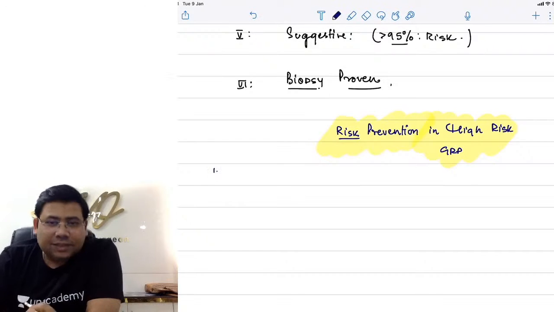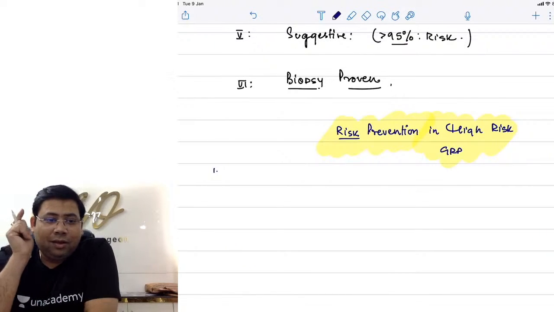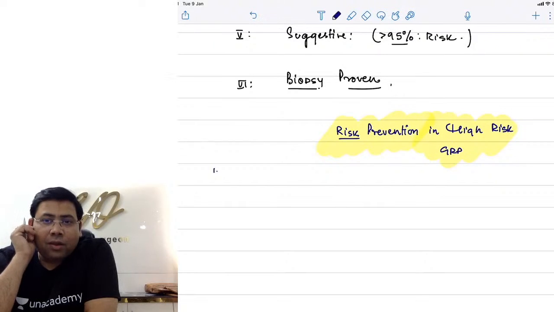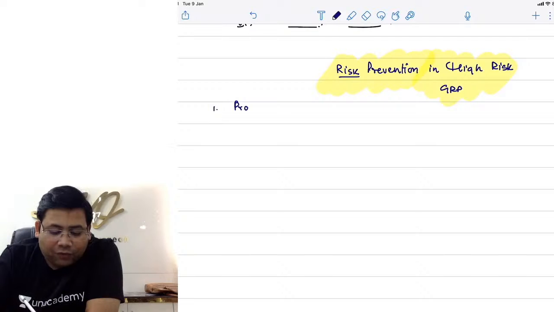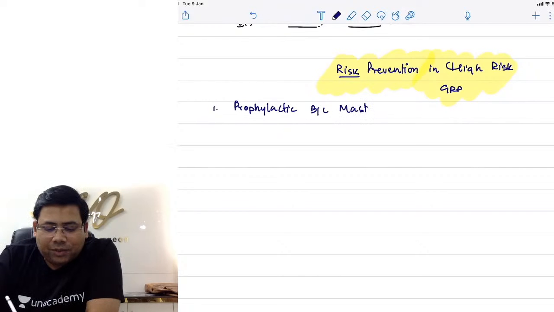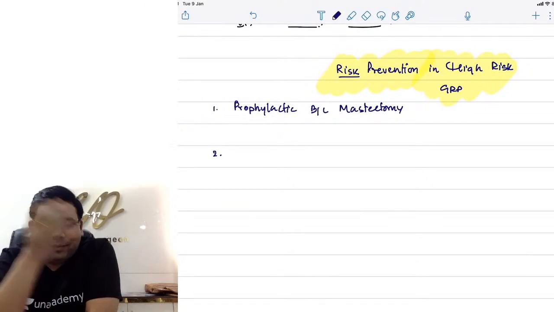The first is, she says, doctor, am I at risk? You should be very modest and say, ma'am, I'm not sure, but you may be suspicious. Not that you say, no no, you will also get it. Then she'll say, sir, how to reduce the risk? You can offer her a lot of treatments, among which one is prophylactic bilateral mastectomy. The moment you advise this, the patient will get angry. Doctor, I just came for advice and you said remove the breast. What kind of doctor are you? She leaves your chamber.